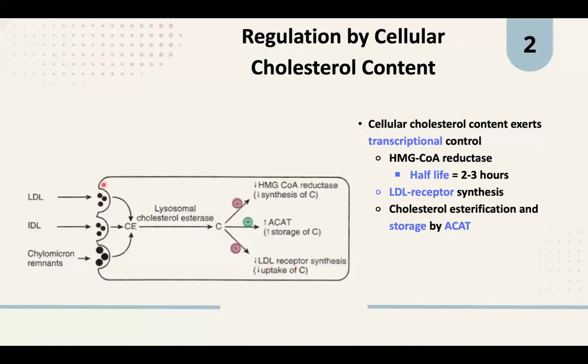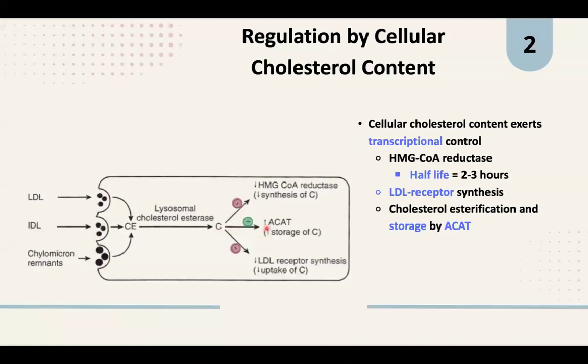Why? Because if you have a lot of LDL receptors over here, you'll keep taking in LDL into the cell. And LDL contains cholesterol. All lipoproteins contain cholesterol and lipid stuff. So if you keep taking it in, you keep taking in cholesterol, but you have too much cholesterol here. So you don't want to take in any more. So you downregulate the receptor.